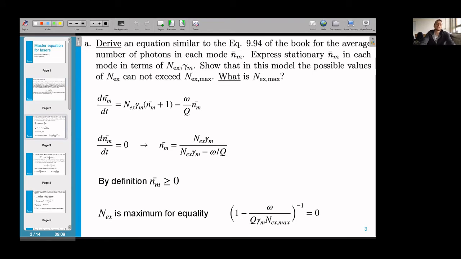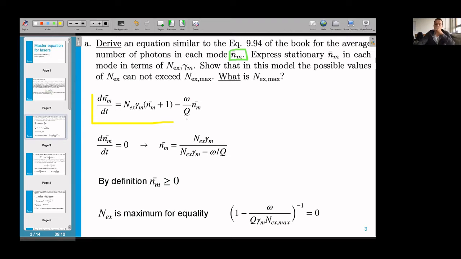So in the first question, you're asked to derive or just write down an equation that's similar to the one in the book, but instead of a single mode, now we have to consider m such modes. The equation is quite simple. We just need to replace everywhere n by n_m, the following index for several modes, and gamma with gamma_m. And we have the following equation here.